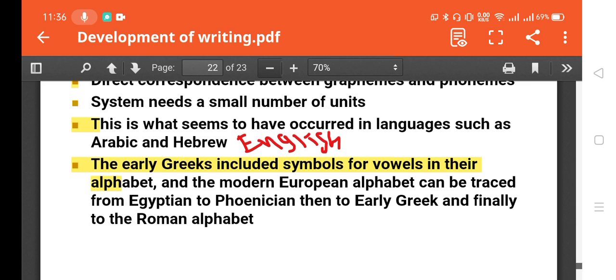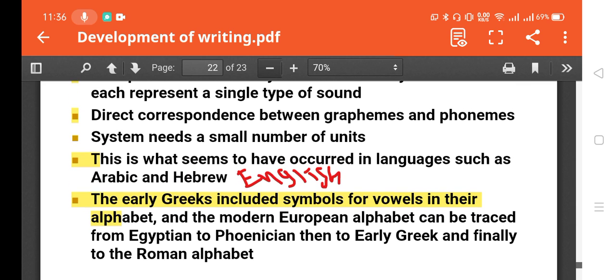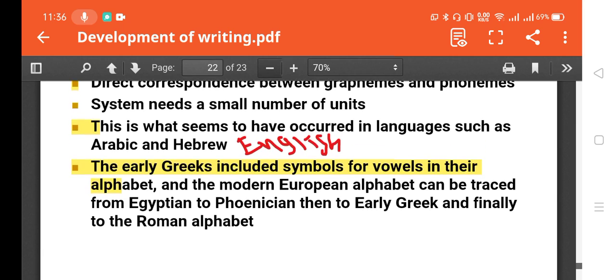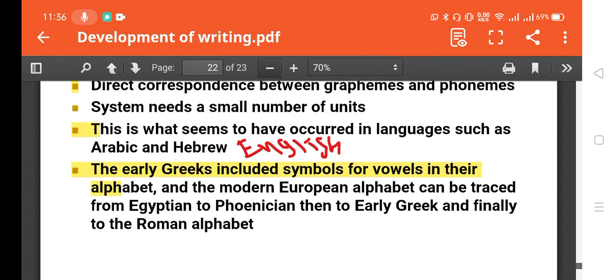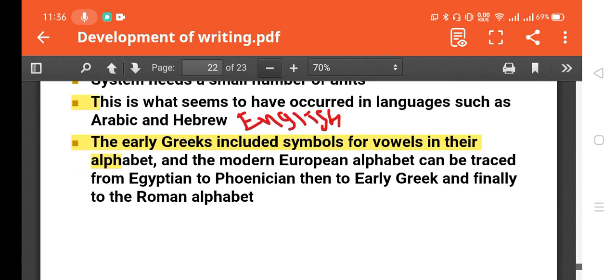Today we see English as an example of this alphabetic writing, and in the modern contemporary world we see that English is based on alphabetic writing. There are specific alphabets for specific sounds. In the English language we have 44 sounds, some vowels, some consonant sounds, and it is based on the alphabet.